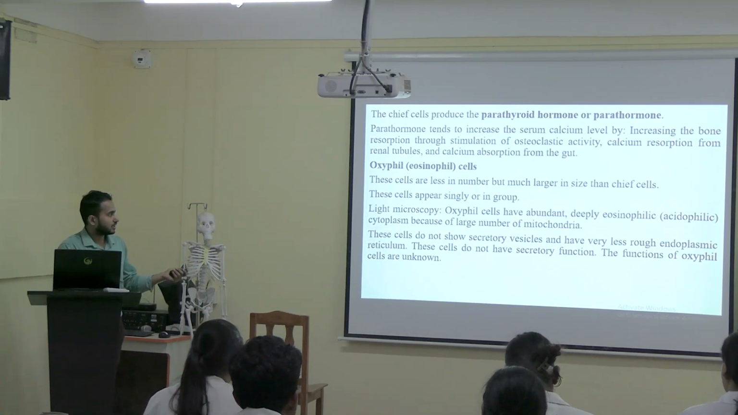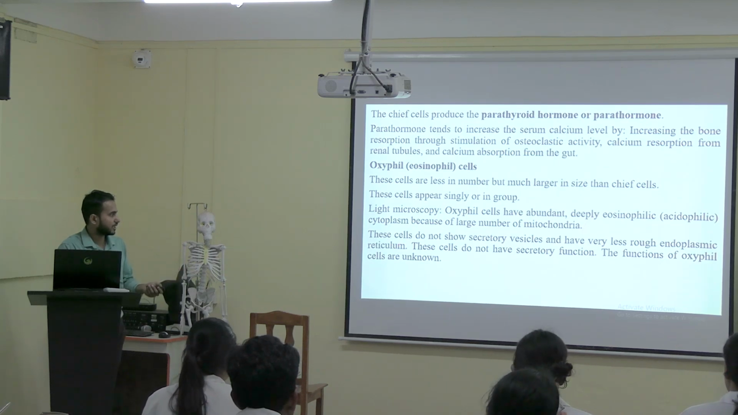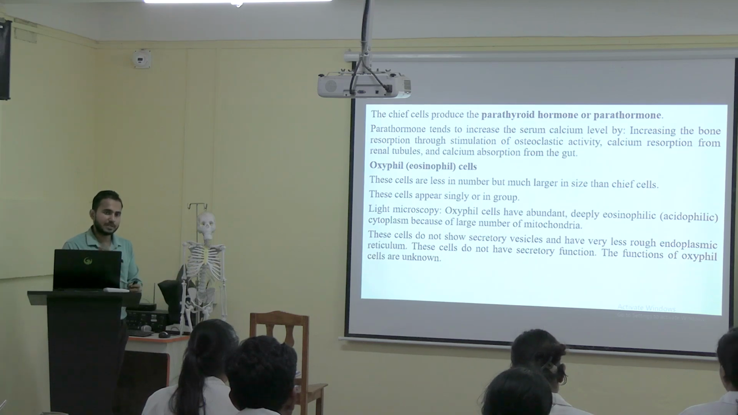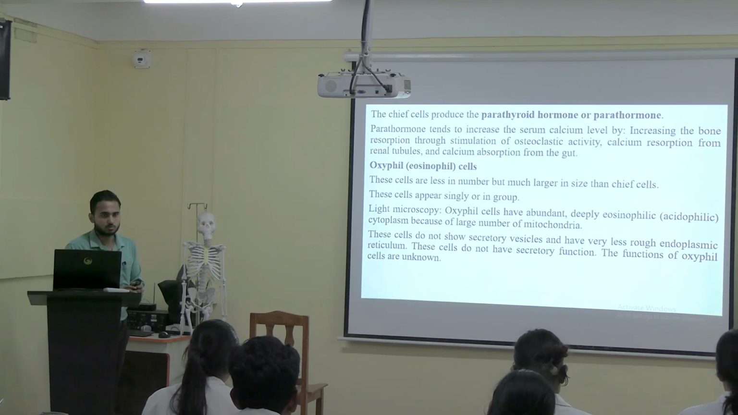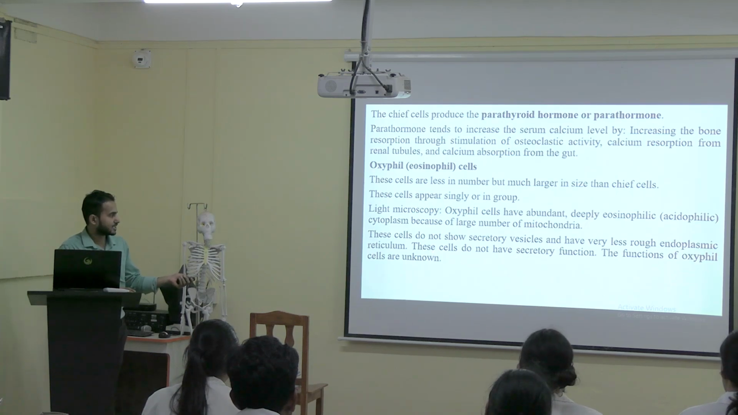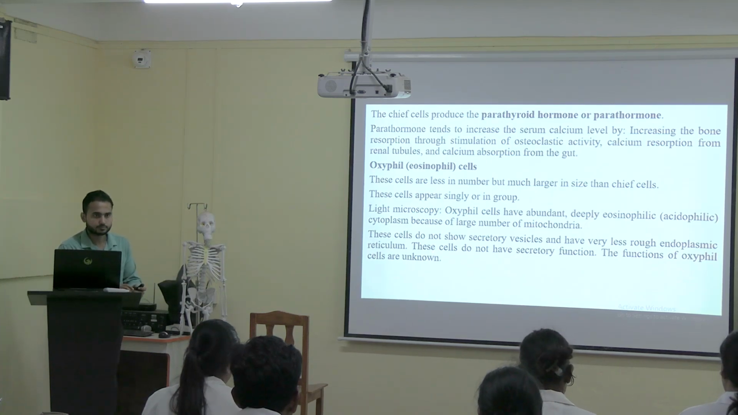Next, these particular cells do not show any secretory vesicles. The oxyphil cells present in the parathyroid gland don't have any secretory function. If they have any function, it is still unknown. So the cells do not have any secretory function, and the function of the oxyphil cells is still unknown.